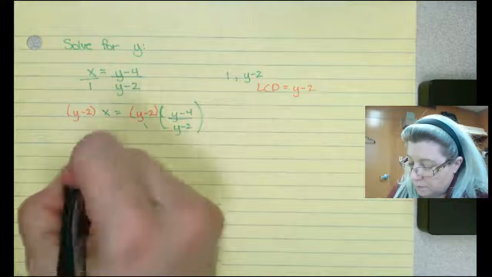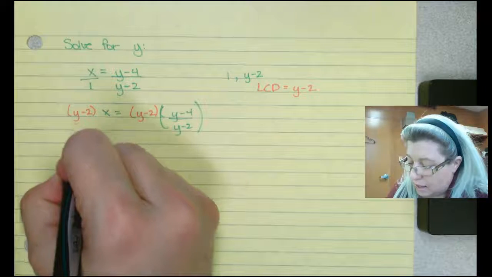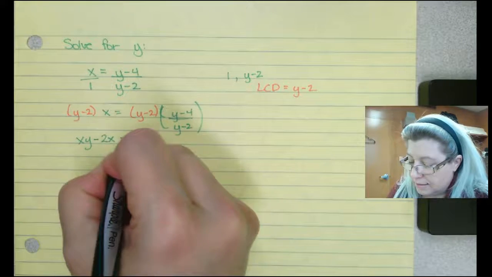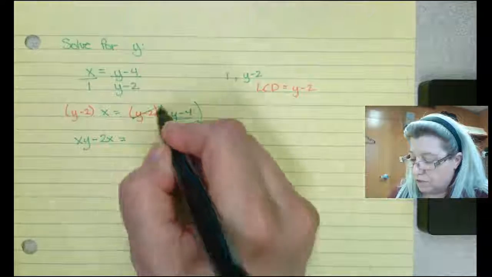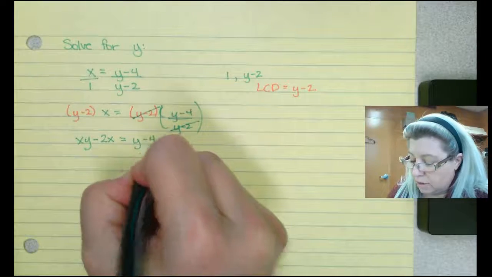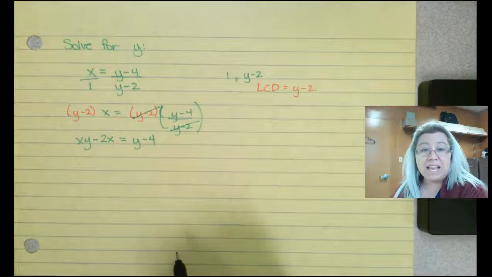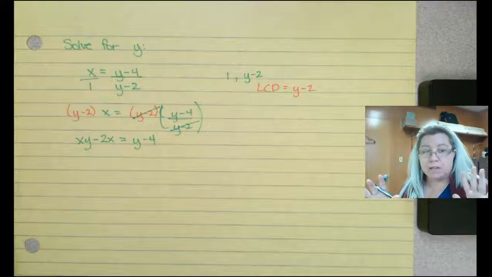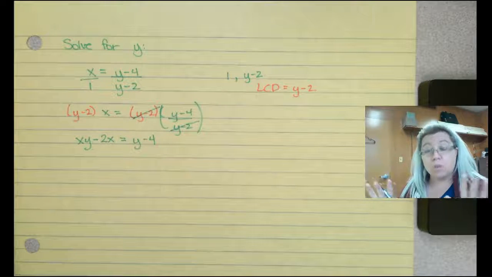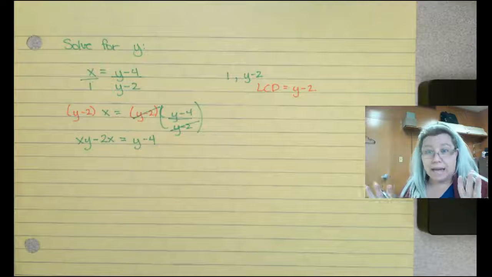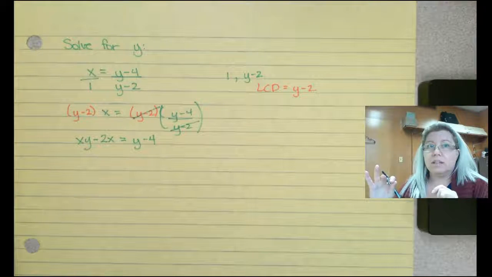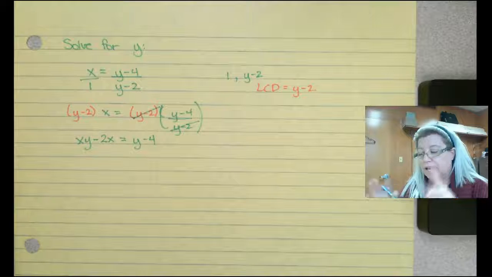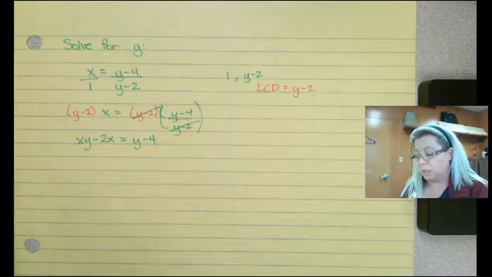This will give me y times x is xy. Negative 2 times x is negative 2x. Well, the y minus 2 and the y minus 2 will cancel out, leaving y minus 4. Now that I have no more fractions to deal with, I want all of my x types and constant types on one side and all my y types on the other side. And I'm going to select that my y types will be on the left-hand side and my x and constant types will be on the right-hand side.